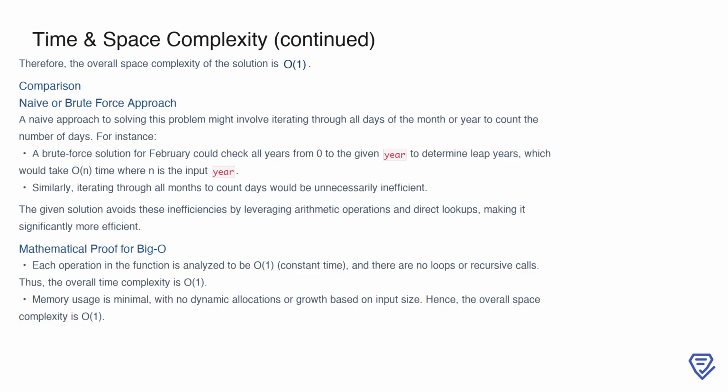Now, when we compare this approach to a naive or brute force solution, the advantages become clear. For example, a brute force method might involve iterating through all days of a year or month to count the total number of days. To determine whether February has 28 or 29 days, a brute force solution might count leap years from year 0 to the input year, which would take O(n) time, where n is the input year. Similarly, iterating through all months to calculate their days would add unnecessary complexity. In contrast, our solution avoids these inefficiencies entirely by using arithmetic operations and direct lookups, achieving optimal performance.